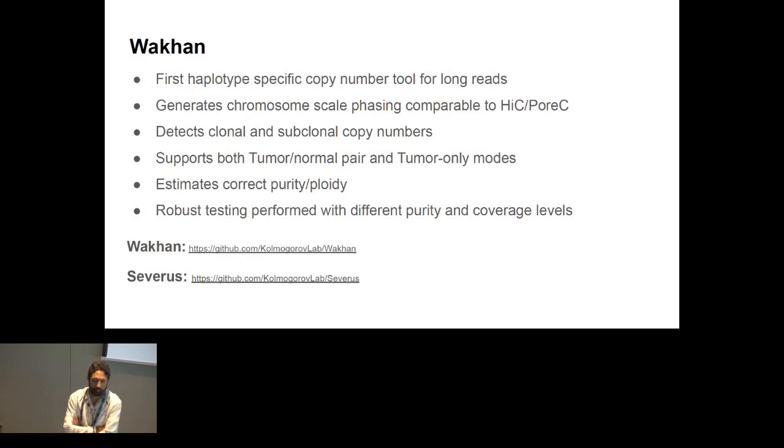Hi, thank you for the talk. Do you know if Vahan can detect MSAI? So where on one haplotype a chromosomal segment is lost, and on the other haplotype it's gained at the same time?